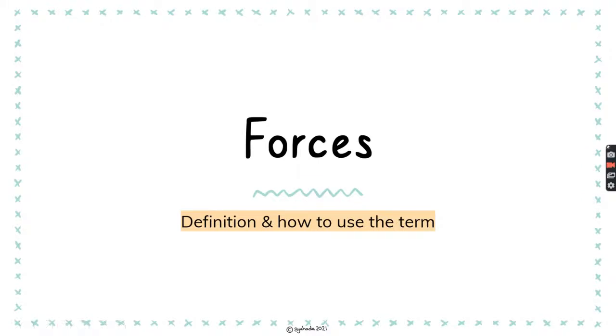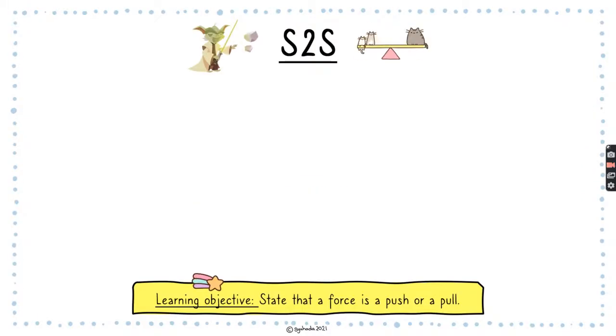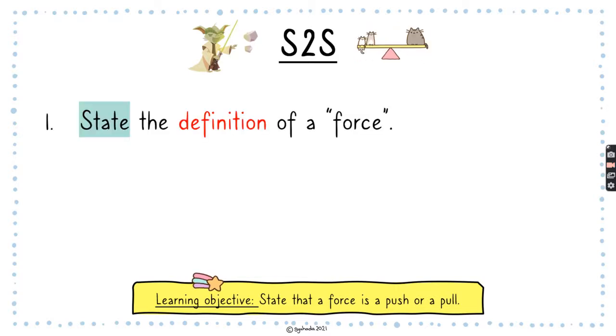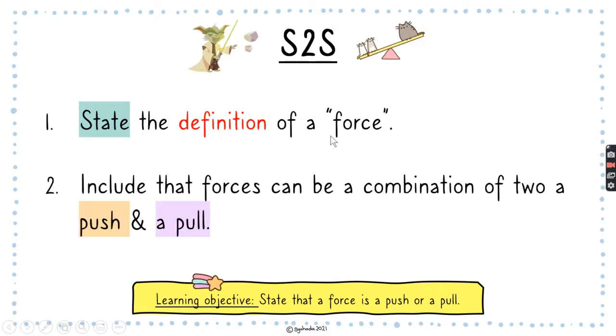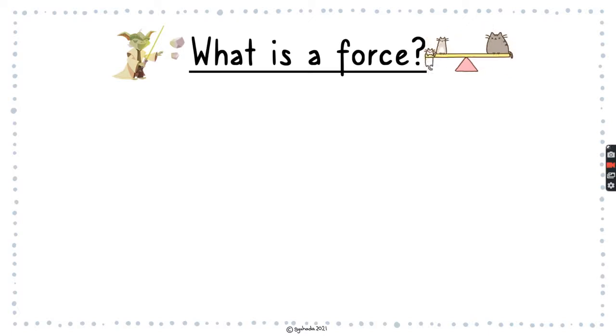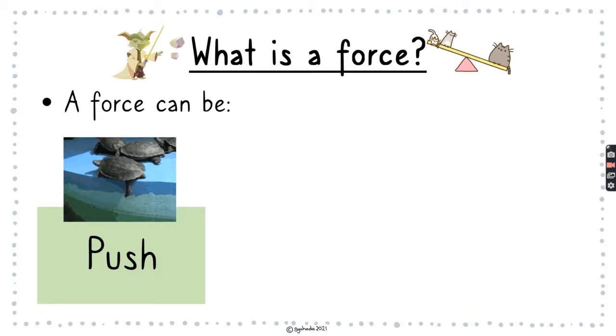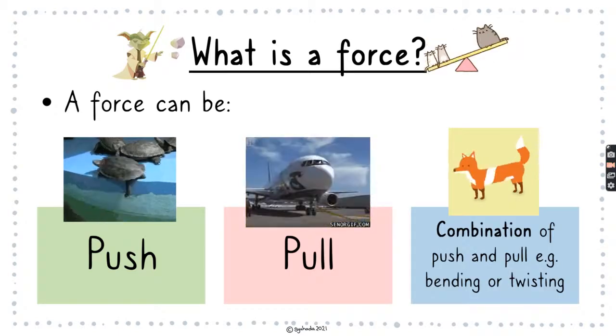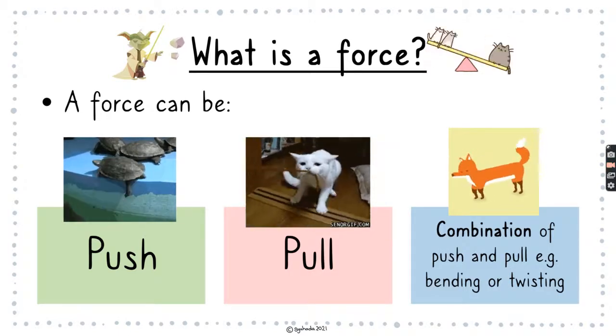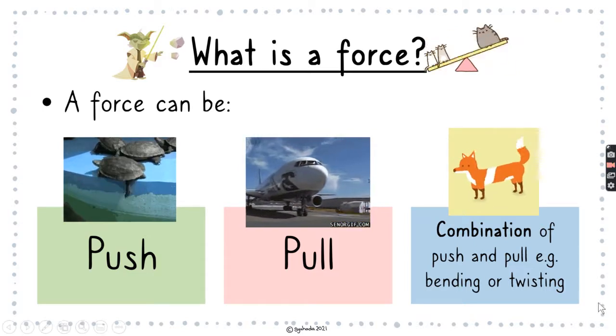So forces, the first part is how to define them and how do we use the term. So what is our step to success? Firstly, for this learning objective, which is state that force is a push or a pull, we need to define force. And secondly, we need to include in that definition that forces can be a combination of a push and a pull. So it's a very simple step to success. So what is a force? A force can be a push, it can be a pull, and it can be a combination of both push and pull. For example, bending or twisting.